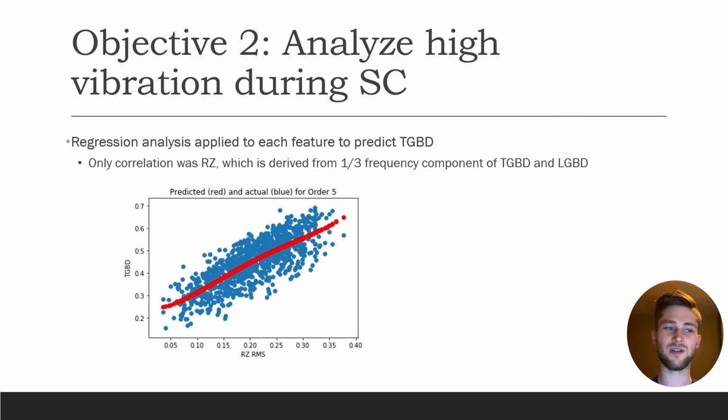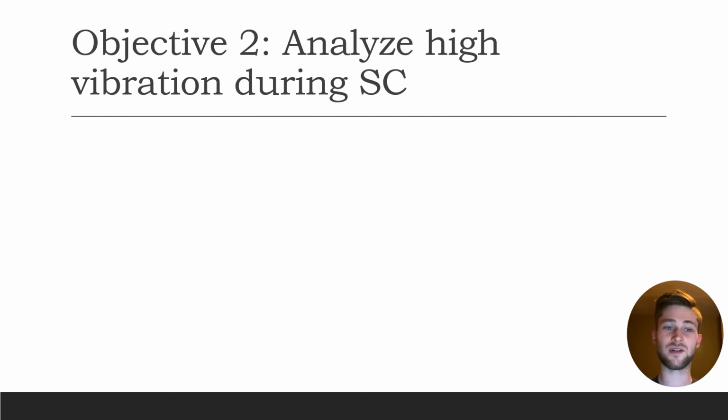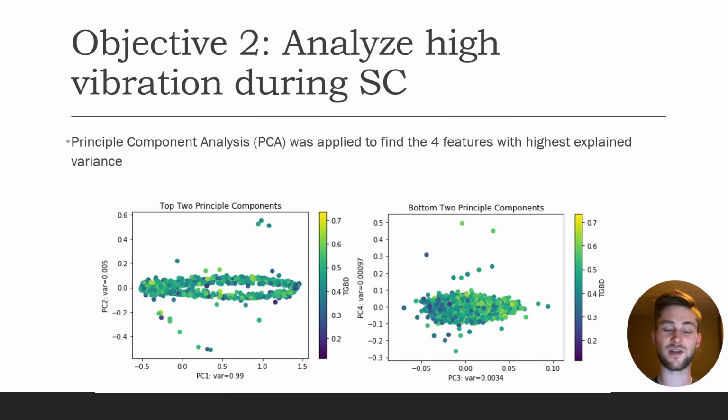so that wasn't really useful information. We also did principal component analysis to find the 4 features with the highest explained variance, but the results really didn't show much separation of the data. You can see there we have turbine guide bearing displacement as the plot shading, and then the principal components on the axes.